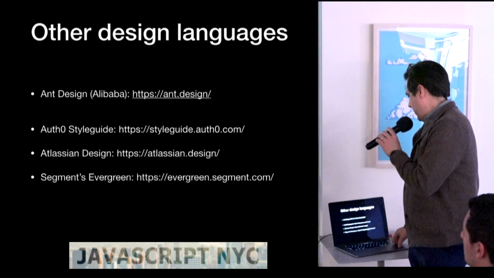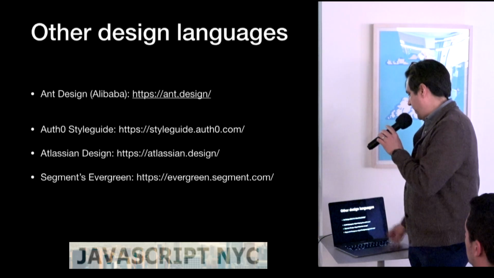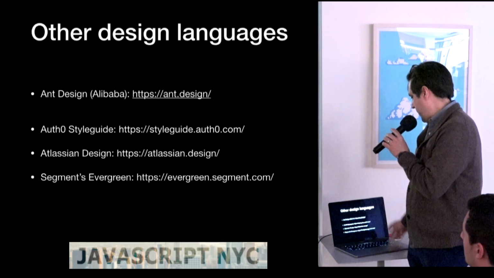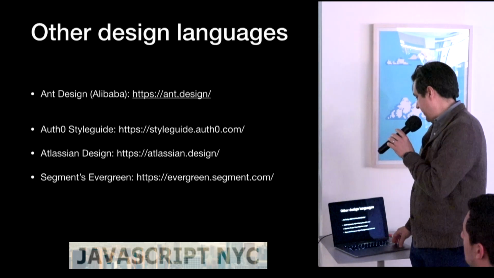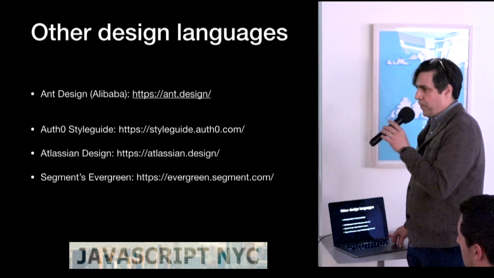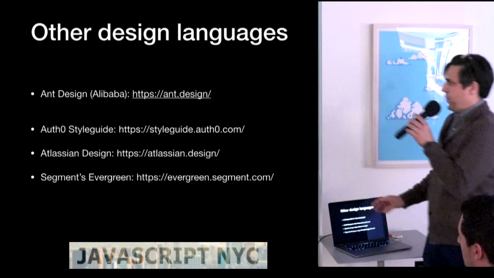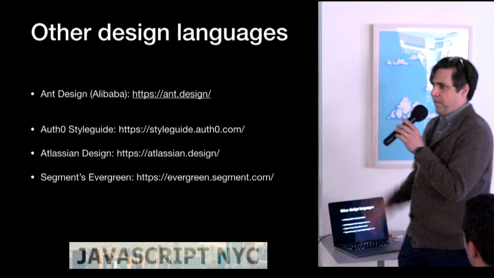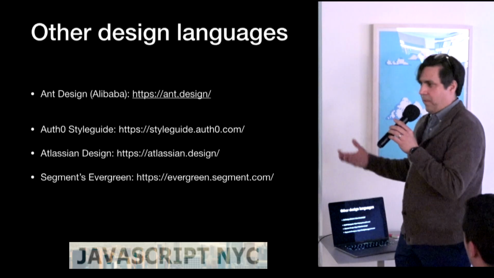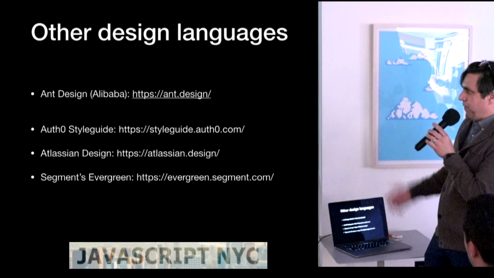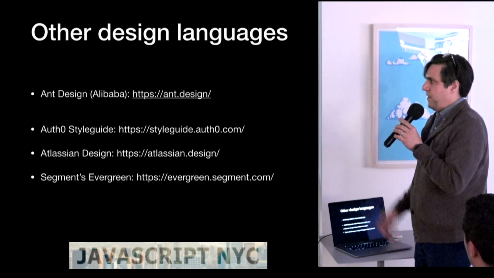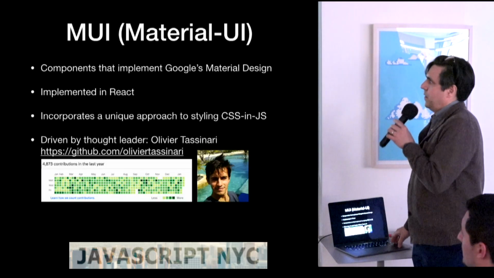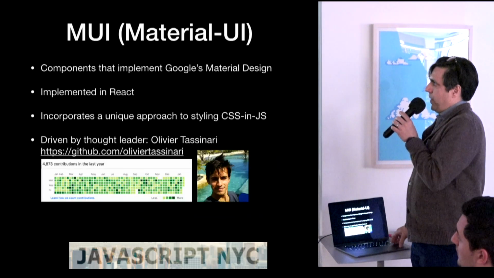Yeah. So there are other design languages out there. Alibaba's got Ant Design, Auth0's got Style Guide, Atlassian has their own design language called Atlassian Design. Segment has one called Evergreen, and that's gaining some traction. But none of these are really very complete compared to Material. Material has a lot of specs. It has grids, app headers, typography, all kinds of things. And a lot of these other design systems are just getting off the ground. So that's where Material UI comes in.